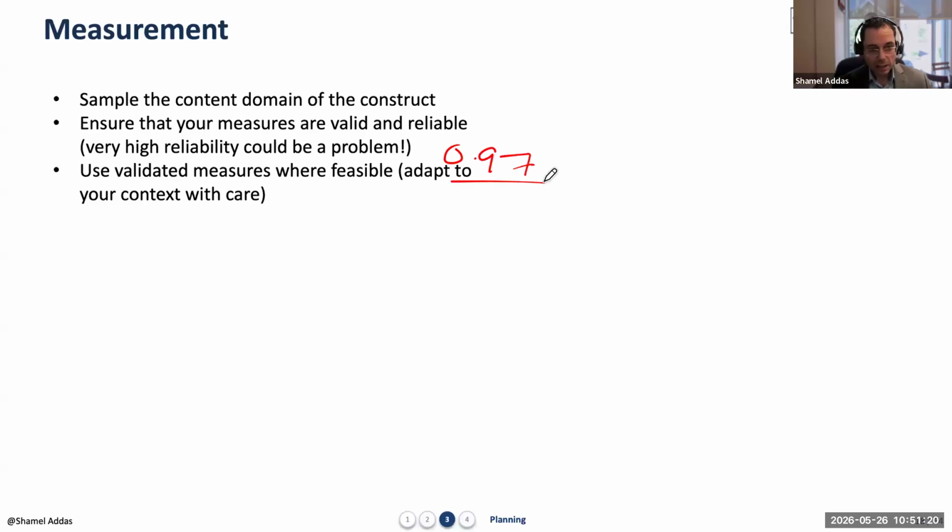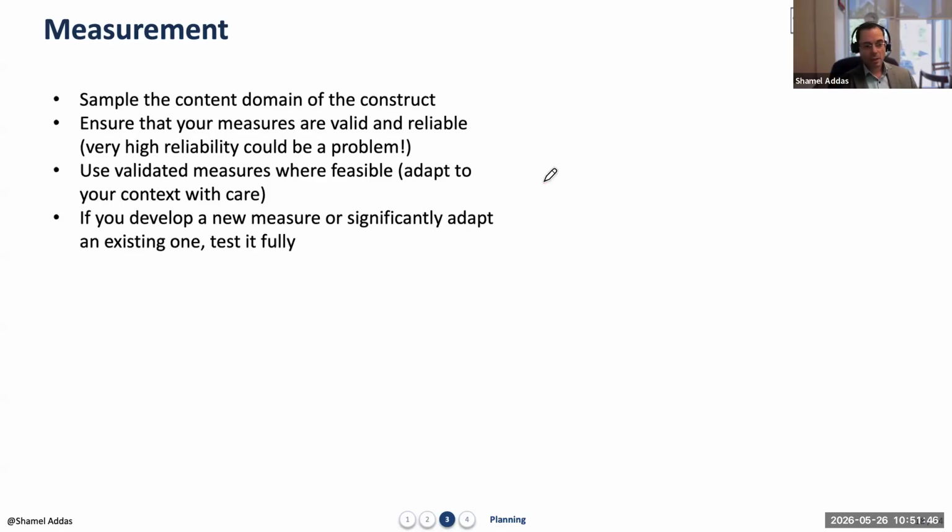You want to use validated measures where feasible, so try to avoid reinventing the wheel. Sometimes you need to adapt those validated measures to your context, but it has to be done extremely carefully, because these measures have been validated and went through a rigorous list of steps in order to be valid. If you just take them and start changing the words randomly, it's going to be a problem unless you restart the validation process. Which brings me to this point: if you develop new measures or significantly adapt an existing measure, then you want to do some tests to revalidate those measures. Multiple items per construct. I talked about that one.